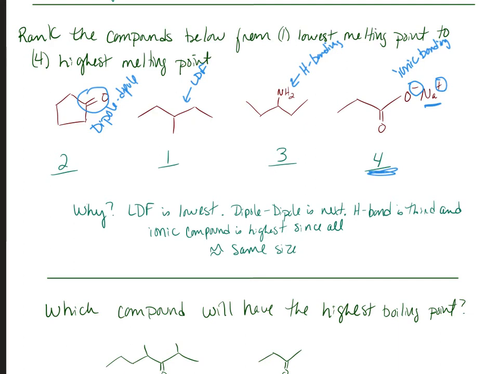Next to that, we have hydrogen bonding. So that's going to be number 3. Dipole-dipoles would be next, and then London dispersion forces. Now, if you started at London dispersion force and talked about how that's the lowest, fine, same thing, as long as you get the right answer here. Let me know if you have any questions here. Now, note that all of these are about the same size, about the same mass in the end.